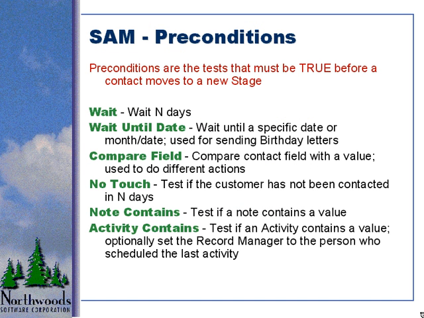On the transitions, there's preconditions and actions. The preconditions are fairly simple, and this is all of them, in fact, on this one page. The preconditions are the tests that have to be true before the contact moves into the new stage that those preconditions are part of. They can be wait n days, wait until a date, and you can have it be a specific date or a month date, ignore the year, so you can use it for birthday campaigns. Compare fields, so compare a contact field with a value to trigger different actions.